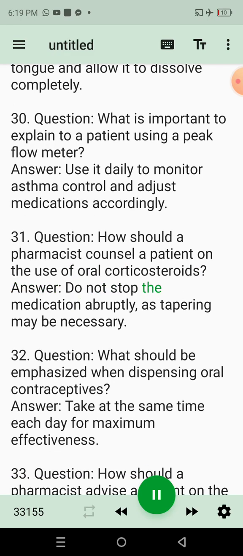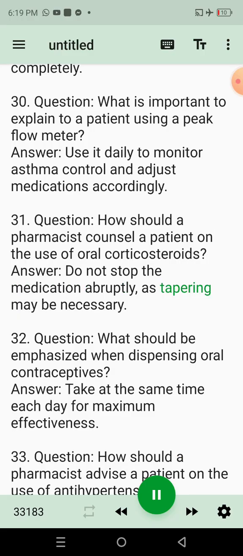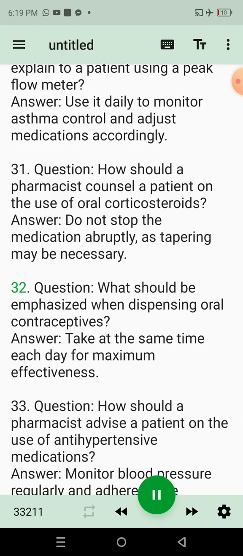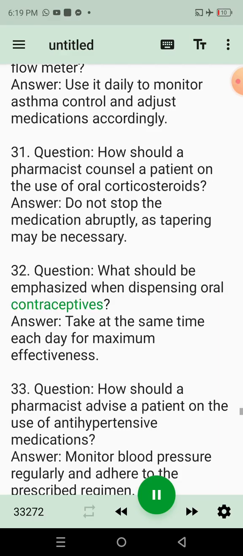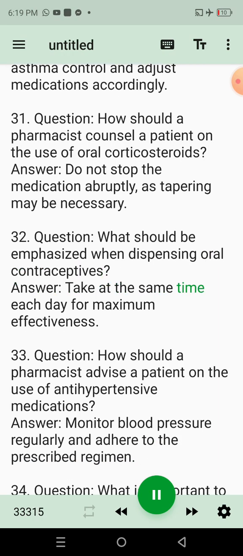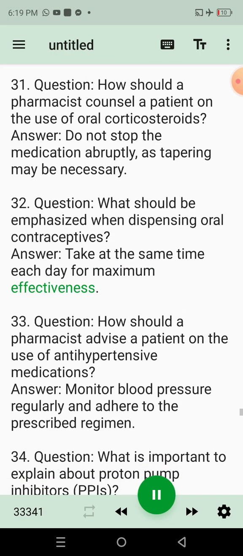Answer: do not stop the medication abruptly, as tapering may be necessary. 32. Question: what should be emphasized when dispensing oral contraceptives? Answer: take at the same time each day for maximum effectiveness.